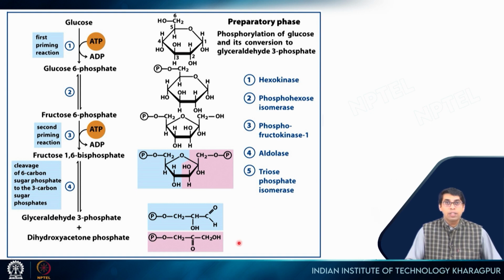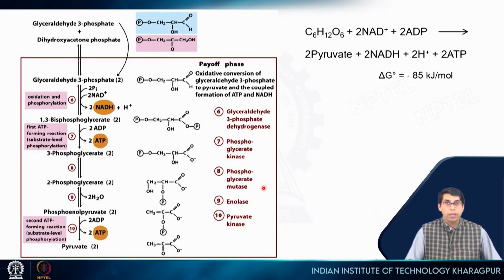So at the end of these 5 steps, we get 2 molecules of glyceraldehyde 3-phosphate from 1 molecule of glucose. So glucose was a 6 carbon molecule, and these are 2 3 carbon molecules. That is what we get at the end of this 5th step. So that ends our preparatory phase. Okay. So now we enter into the payoff phase, where we will actually get production of certain high energy molecules.